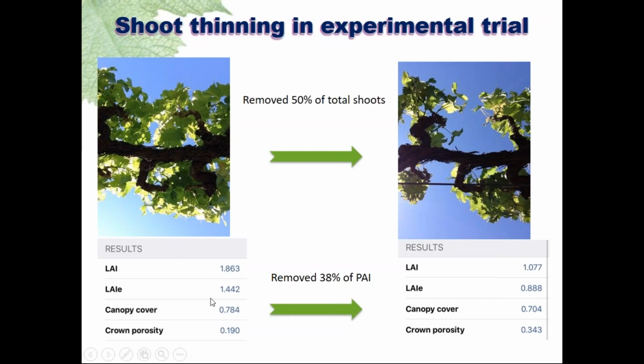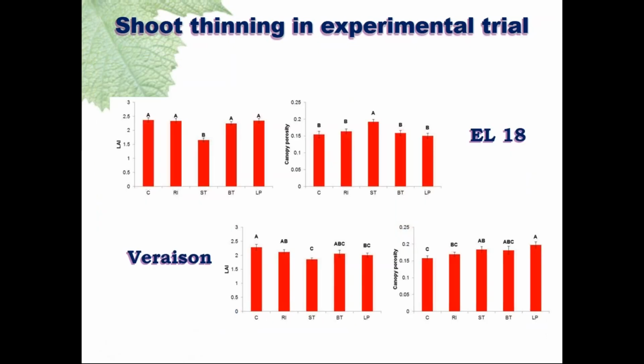You see that by getting rid of 50% of the shoots, I reduced the plant area index by almost 40%. And you see the porosity was 0.2 in this photo and is up to almost 0.35 in this next one. You might think that this was this way just because it was early in the season, but actually that difference in canopy was maintained throughout the season. And you see at veraison, the shoot thinning treatment was still the one with the smallest canopy compared to the control, and the porosity was the highest again compared to the control.